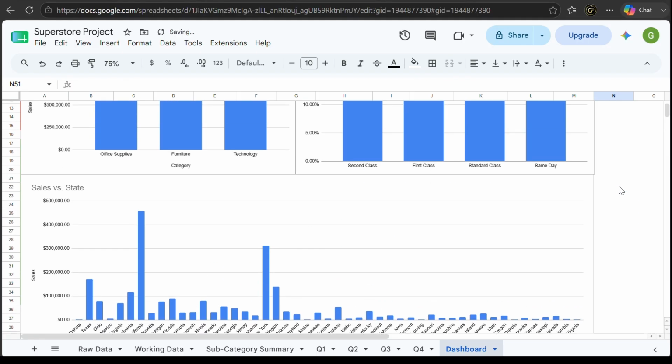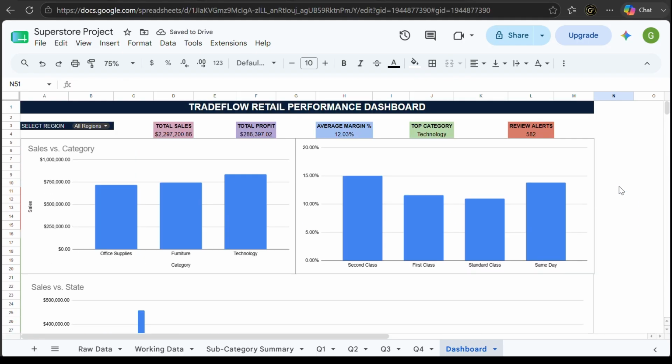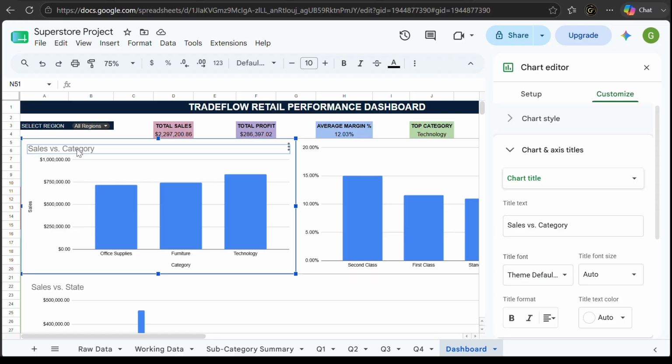All right, so we've done the majority of our work now. It's just to do little designs and all, and that will be everything. So I'm going to rename this to sales by category. This should be sales by category.